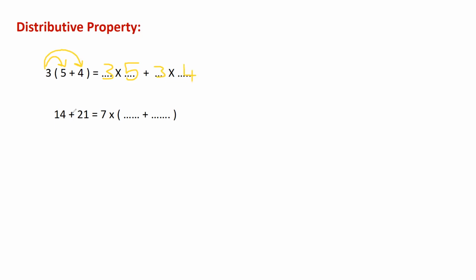Now, 14 plus 21 equal 7 times... Okay, we are going to think, 7 times what? Give me the first number here, which is 14. Yes, sure, 7 times 2 equal 14. Then 7 times what gives me 21? It's 7 times 3.